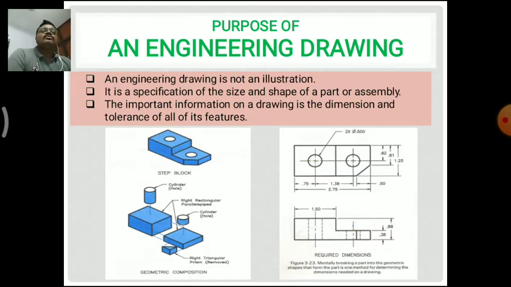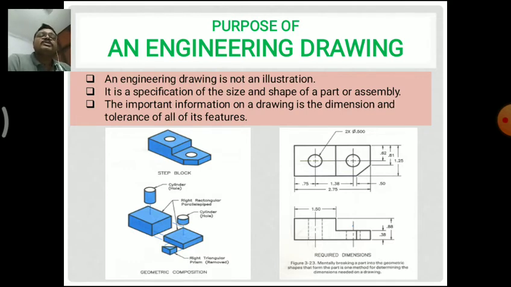Here we are taking only the dimensions of a product. The left side one is the basic features of a product in three dimensions. With the three dimensional view, we are going to draw the required dimensional diagram, which is on the right side. Here we can see the dimensions, that is the diameter and length of the part. On the right side, the top one is the top view, and the bottom one is the front view of that part.